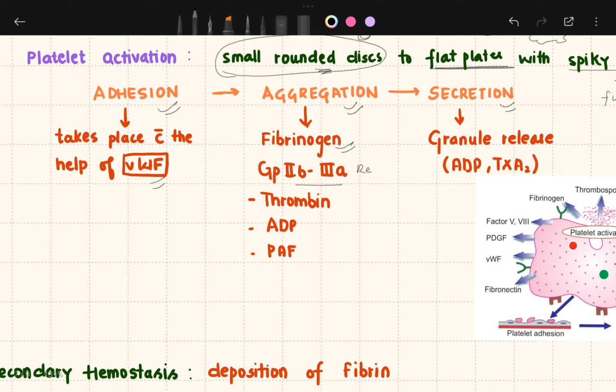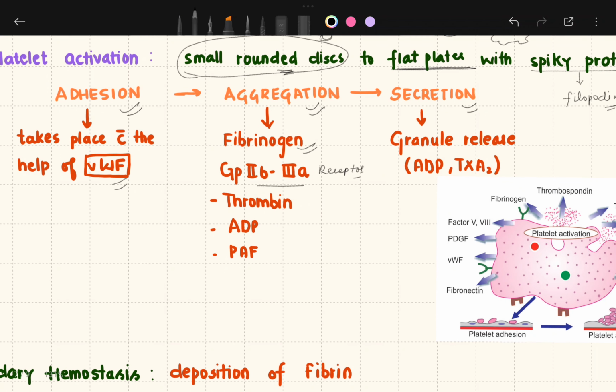This is the receptor present on the surface of platelet: glycoprotein IIb, glycoprotein IIb/IIIa. Thrombin, ADP, platelet activating factor all help in the aggregation. Third is the secretion. In the secretion process, the platelet, after getting activated, releases its granules. There are two types of granules present in platelets: alpha granules and delta granules. Delta are also known as dense granules, and this granule release is triggered by ADP and thromboxane A2.